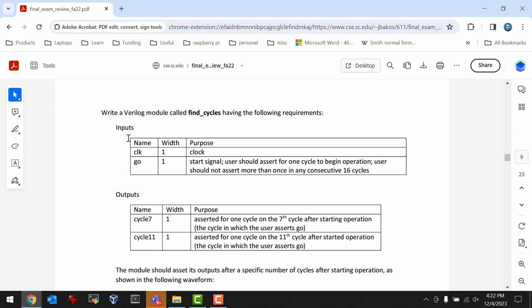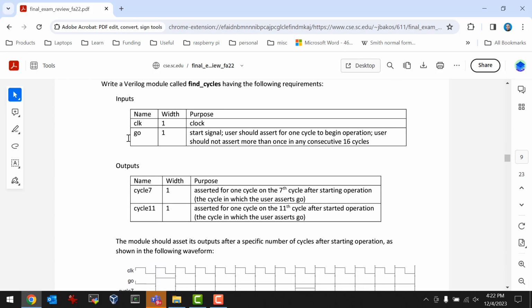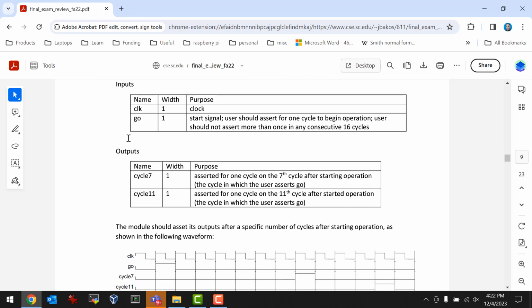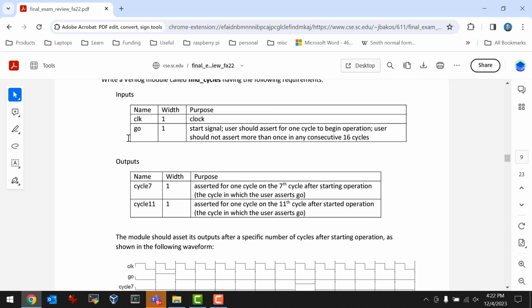Okay. Write a Verilog module called find cycles having the following requirements. So years ago, I didn't give a traditional final exam in this class. I would just give everyone a design problem, and then everyone would come into the lab and I'd give you 2 hours to design it and test it in Verilog, and then submit your code and your simulation result, your waveform.